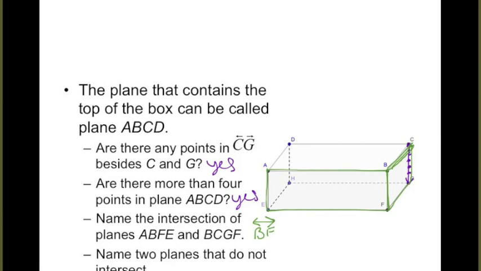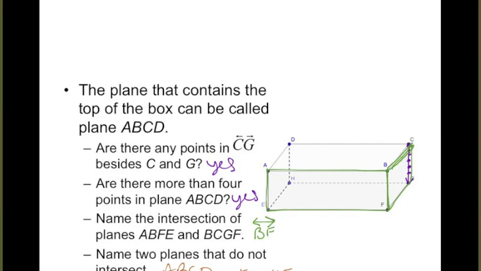Last one, there are several possible answers. We want to name 2 planes that do not intersect. So who can name them? ABCD does not intersect with which one? FGHE. Top and bottom. Okay, so top and bottom is one option for an answer. Left and right would be another option, or front and back.